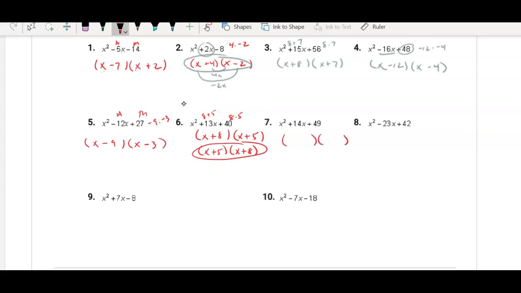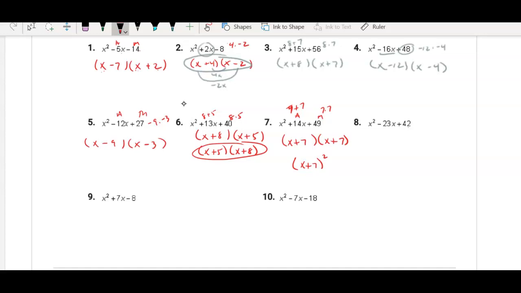Now, what multiplies to give me 49 and adds up to 14? That would be 7 and 7: 7 times 7 gives you 49, and 7 plus 7 adds up to 14. So (x + 7)(x + 7). Now, you may see some textbooks write this as (x + 7) to the second power.